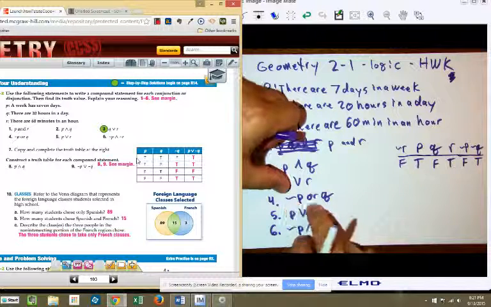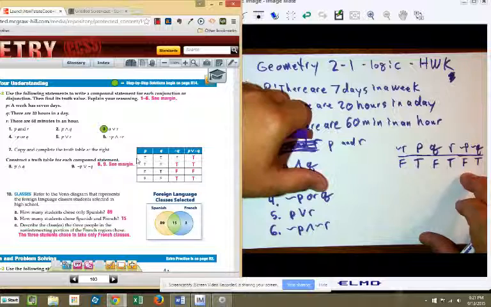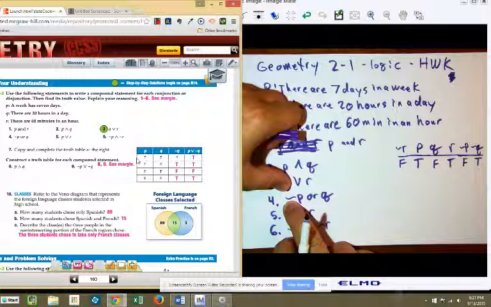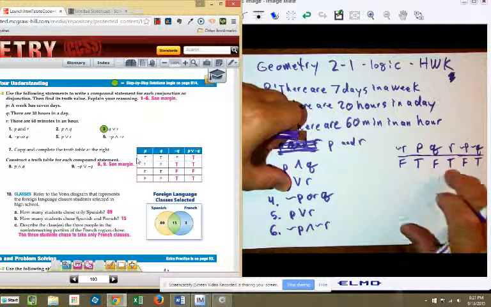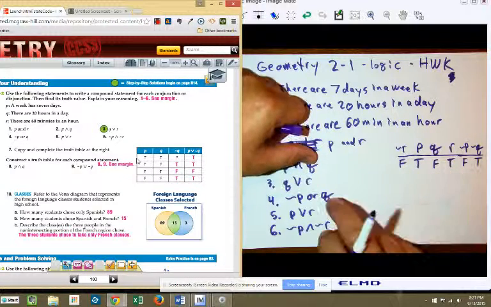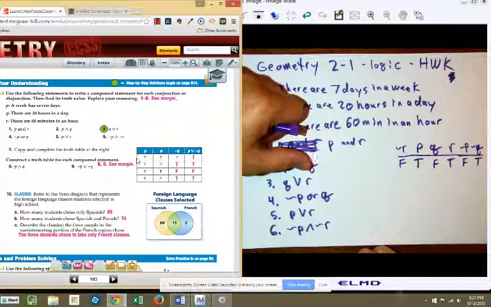Now, not P or Q, not P is false, and Q is also false. So the only way for an or to be false is if both not P and Q are both false, and they are, so it's false. Remember, if either one of these were true, the whole thing would be true.